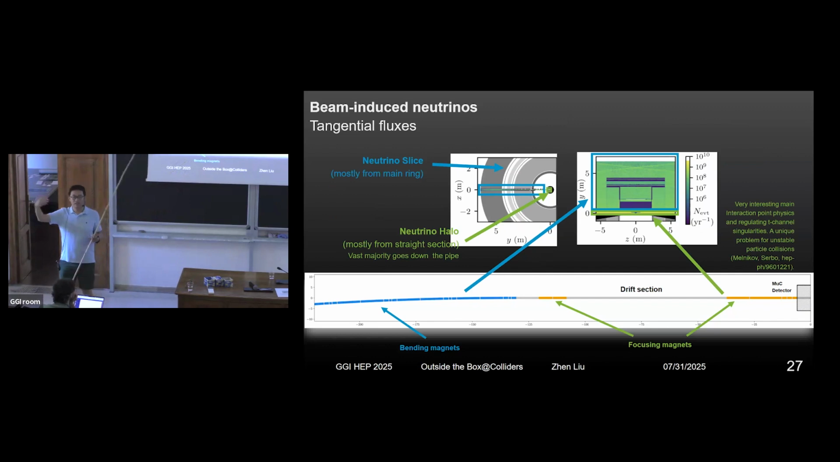It's really just neutrinos from muon decays, mostly from a straight section. Its majority goes through the pipe, okay? You can do forward muon detection. It actually gives you some interesting physics as well. And some people encounter T-channel singularities. It should be calculated properly for this part of neutrino collisions at the interaction point.